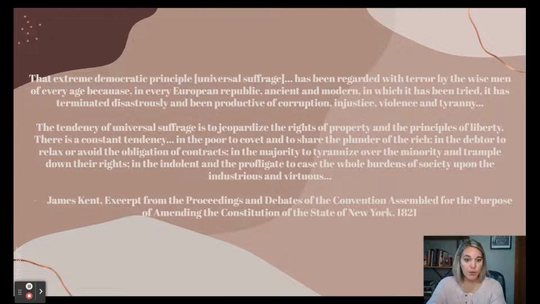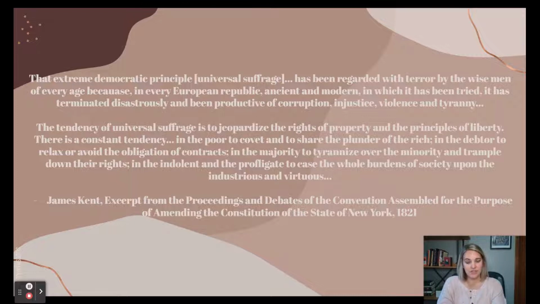So I'm going to end here with two quotes. This first one is really opposed to the idea of universal white male suffrage. And then the second is going to be in favor. So this is from James Kent. "That extreme democratic principle, universal suffrage, has been regarded with terror by the wise men of every age because in every European republic, ancient and modern, in which it has been tried, it has terminated disastrously and has been productive of corruption, injustice, violence, and tyranny.